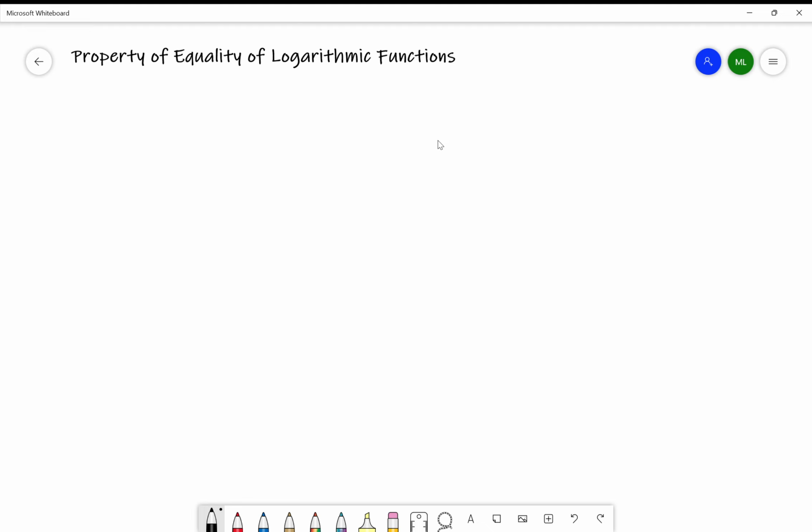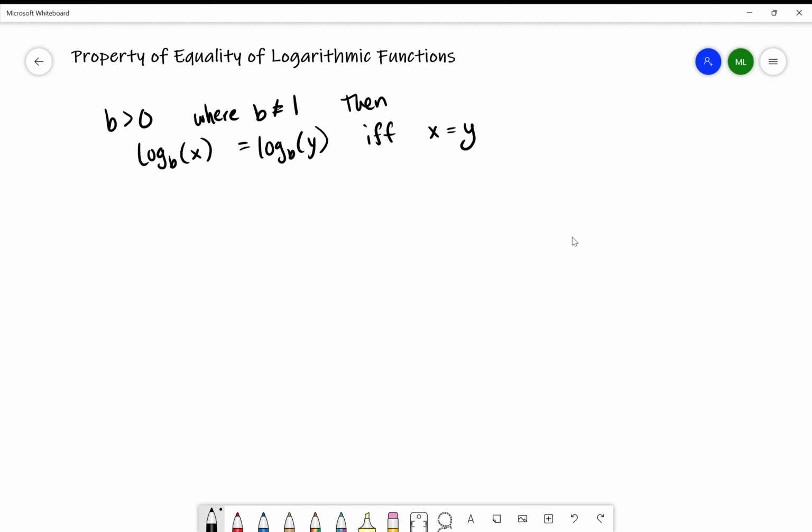Hi everyone. So I want to talk about the property of equality of logarithmic functions today. It's a really long and fancy name for this: if b is a positive number, where b does not equal 1, then we can say that log base b of x is equal to log base b of y if and only if x is equal to y.